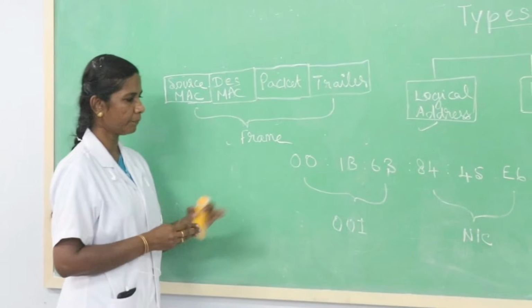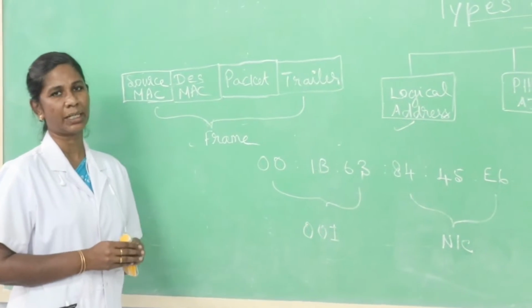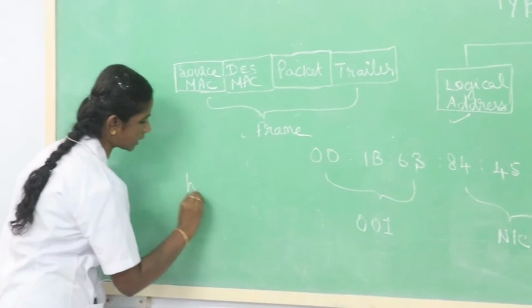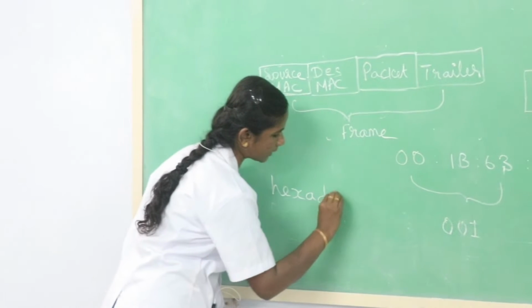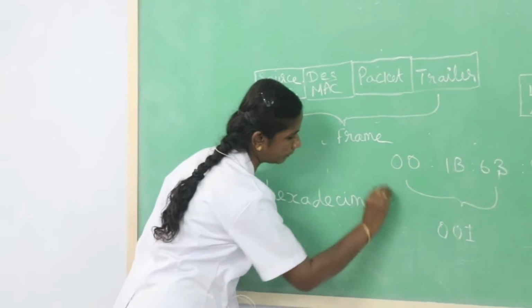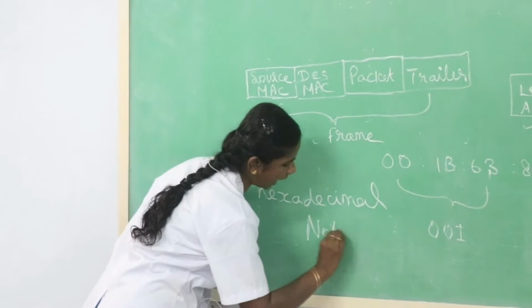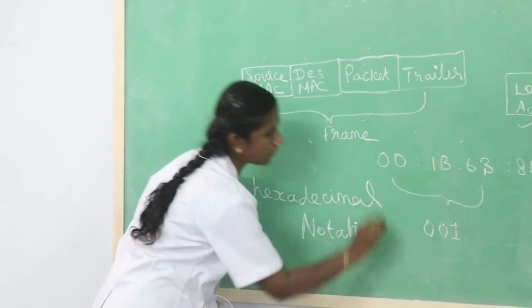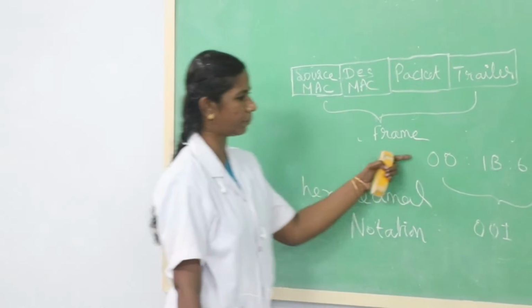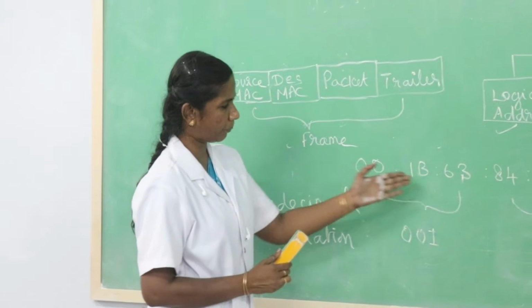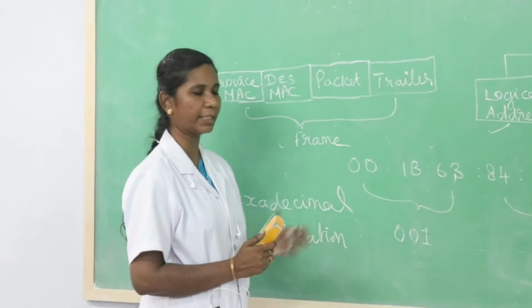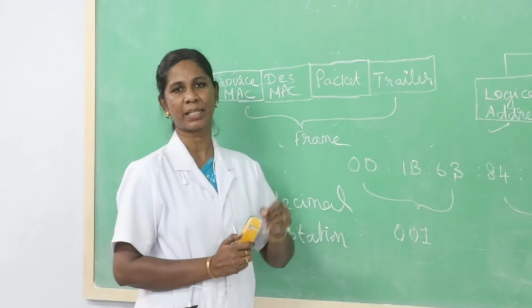Here is the format, usually represented in hexadecimal notation. It is of 48 bits. So here a 48-bit hexadecimal notation is stated. So who will decide this MAC address?